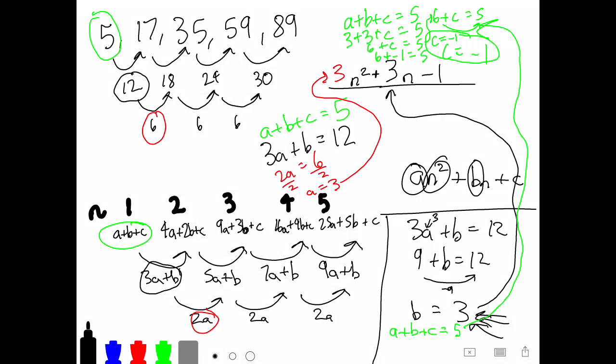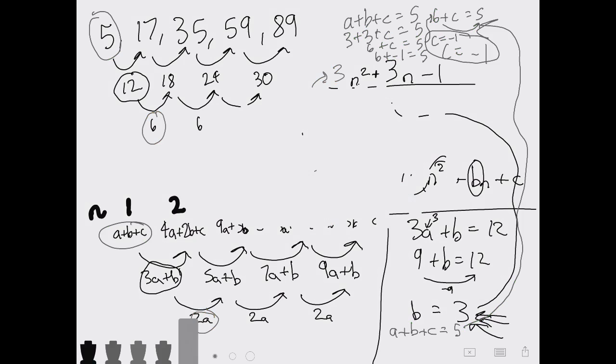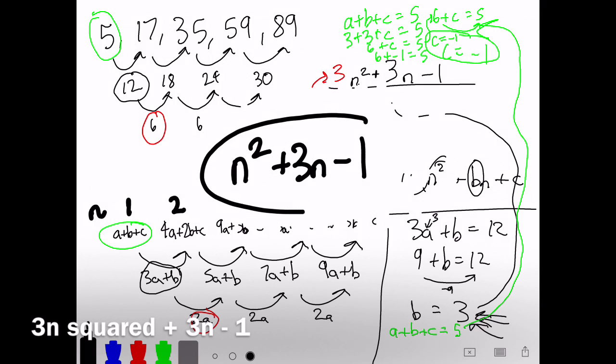So, our final answer, after all this, for the nth term would be n squared. Yep, I said n squared. It's actually 3n squared plus 3n minus 1. And this is how to find the nth term of a quadratic sequence using algebra.